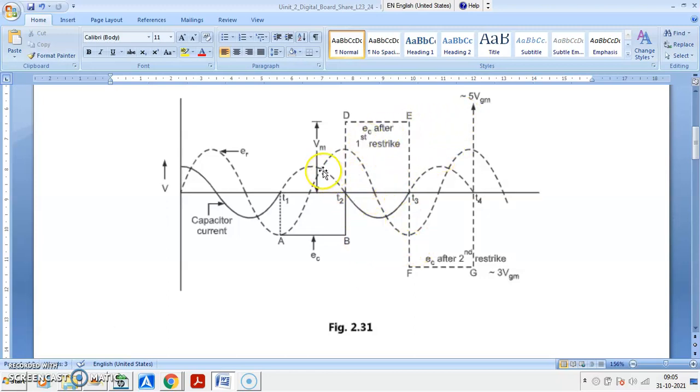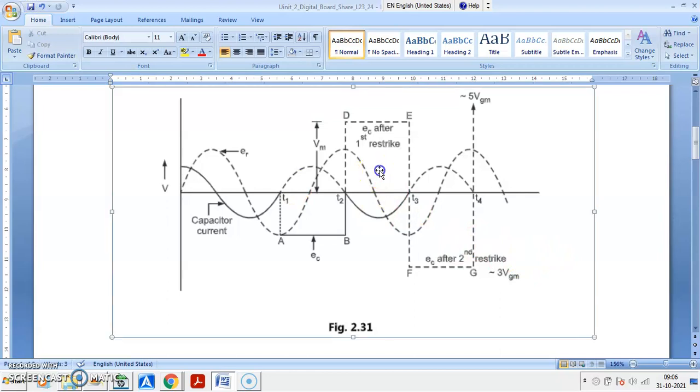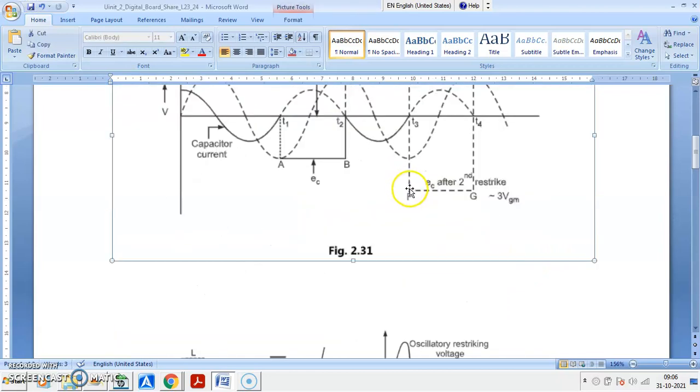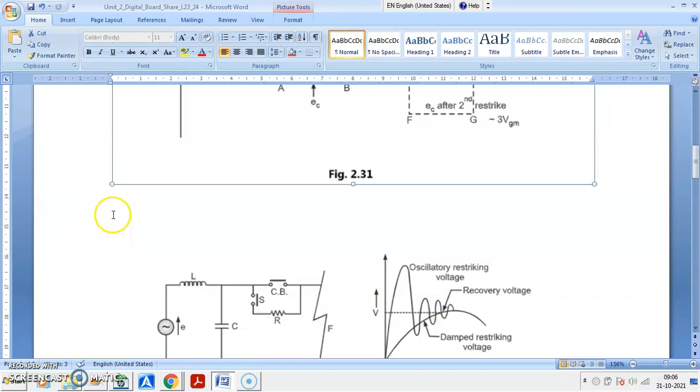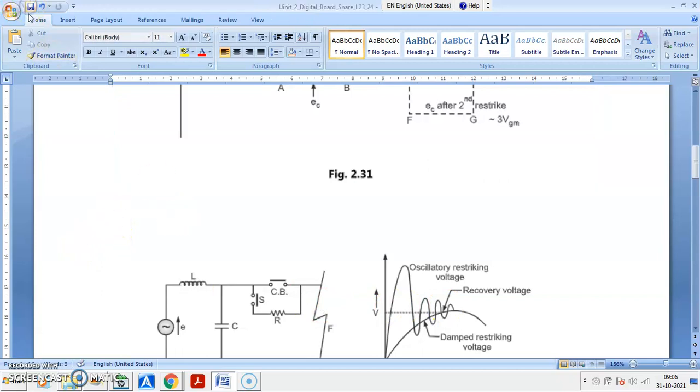So voltage Vmax, then here it may go up to 3 Vmax, 5 Vmax, and like this. You have to interrupt this current chopping or avoid the current chopping, so that you can avoid the damages to the circuit breaker. So solution is a resistance switching.